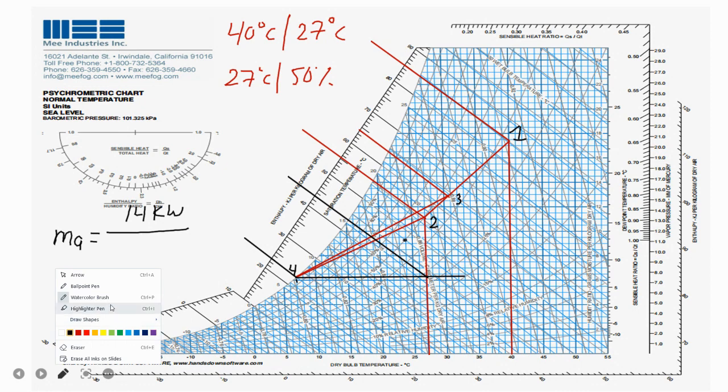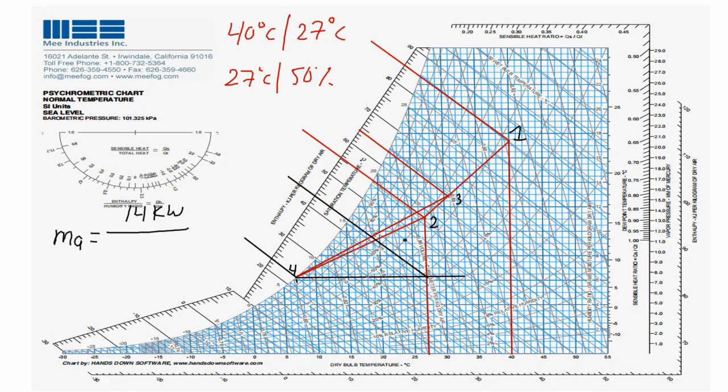Now let me use a brush. So this is the point A. Now HA minus H4 is the sensible heat load, and H2 minus HA is the latent heat load. So what is the enthalpy at HA? So it is 14 into 10 cube divided by HA is 43, and H4 is 23. So we solve this and we get MA. So MA comes out to be 14 into 10 cube. Let me solve this.